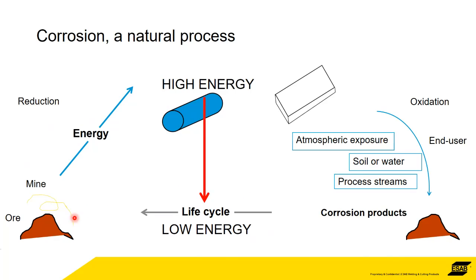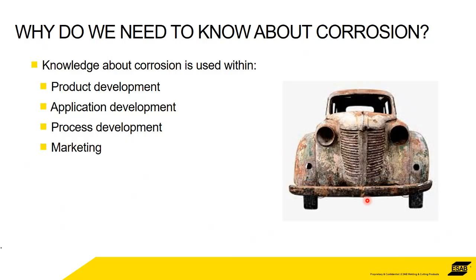The metals that we use all start off in the ground as an ore. So essentially they're at low energy down here. What we do is put energy into them to create steels and alloys. So something like a high strength steel or a stainless steel contains a lot of energy. All that it wants to do is lose that energy to return back to what it was, essentially. And what corrosion does is make that happen at a greater or a lesser rate. It wants to go from high energy to low energy, as does everything.